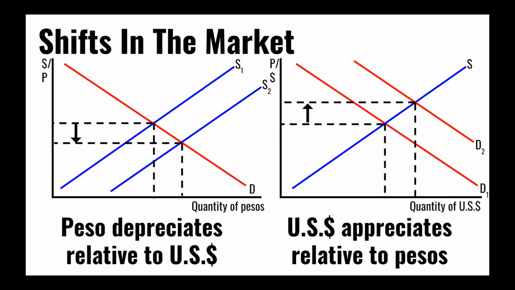There are lots of questions like this on the AP exam, so it's important that you try and get your head around this shifting of the supply of one currency when people want to make more trades, and the shift of the demand curve in the other currency in order to make sure you're successful in these AP questions.